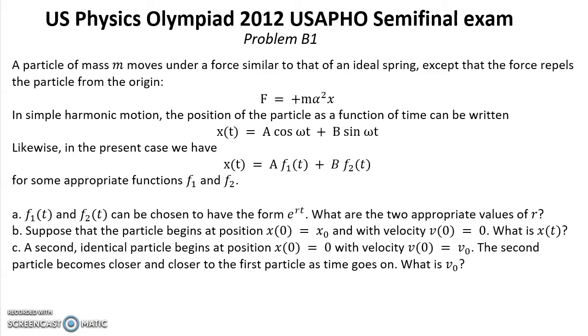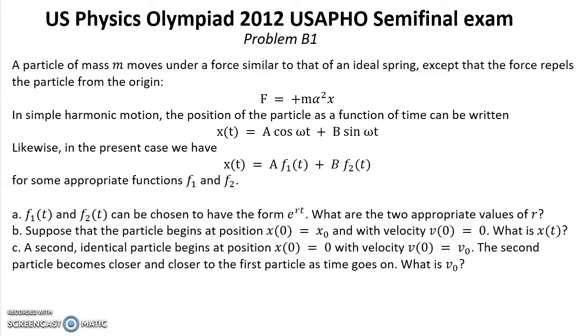A particle of mass m moves under a force similar to that of an ideal spring, except that the force repels the particle from the origin. F equals positive m alpha squared x. In simple harmonic motion, the position of the particle as a function of time can be written in the form a cosine omega t plus b sine omega t. Likewise, in the present case, we have x as a function of t for some appropriate functions f1 and f2.